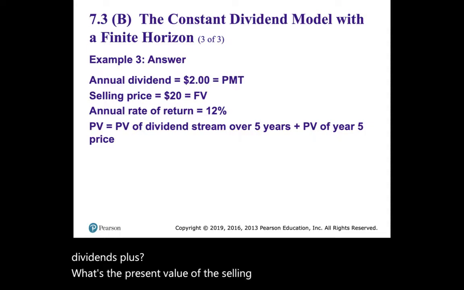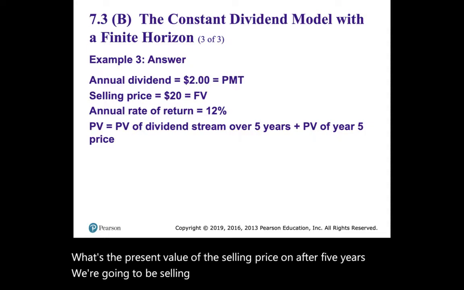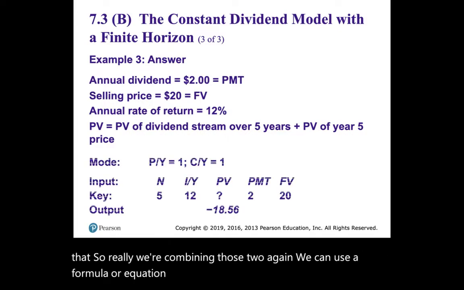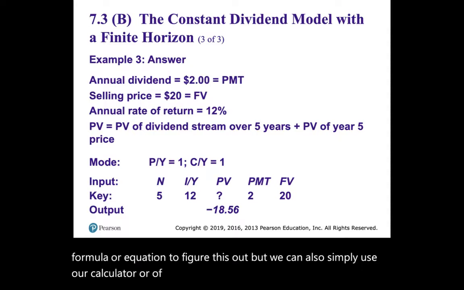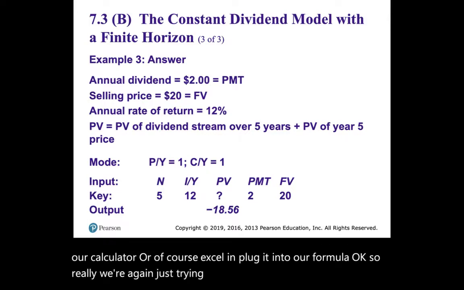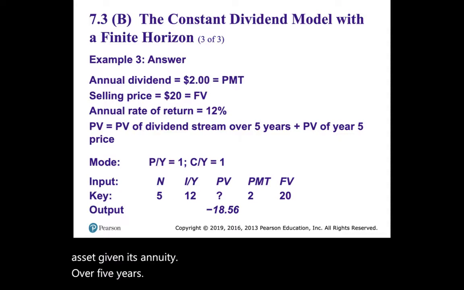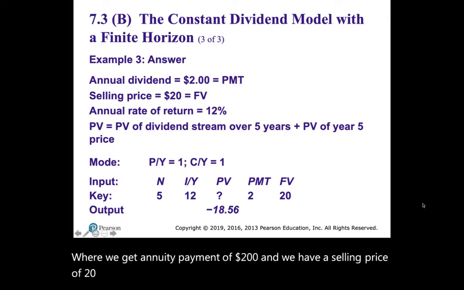So after 5 years, we're going to be selling this stock. So what is the present value of that? Really, we're combining those two. Again, we can use a formula or an equation to figure this out, but we can also simply use our calculator or, of course, Excel and plug it into our formula. Again, we're just trying to figure out the present value of an asset given its annuity over 5 years, where we get an annuity payment of $2 and we have a selling price of $20. So we can see here that the price we should pay is $18.56.